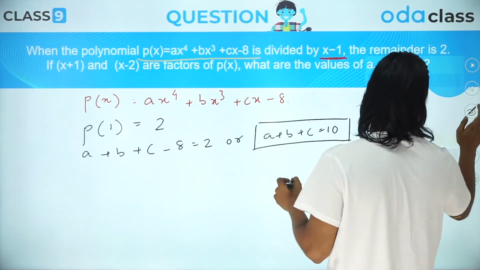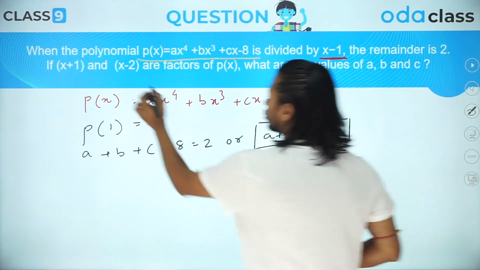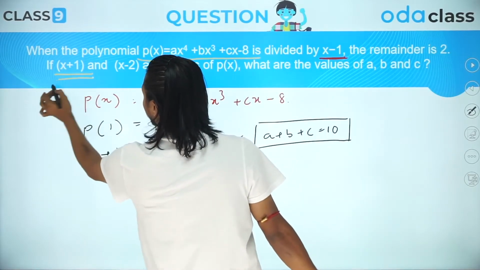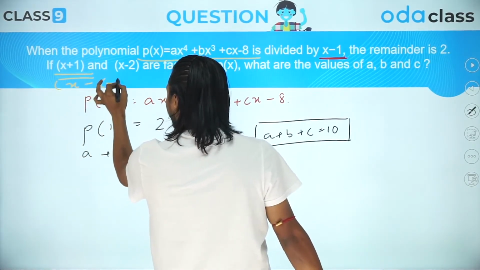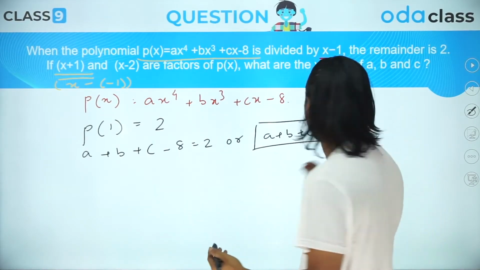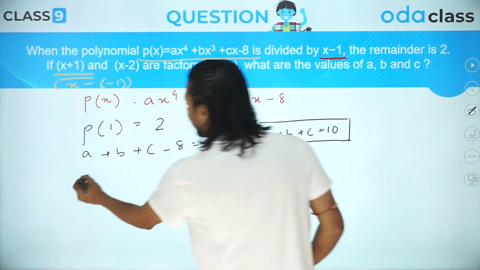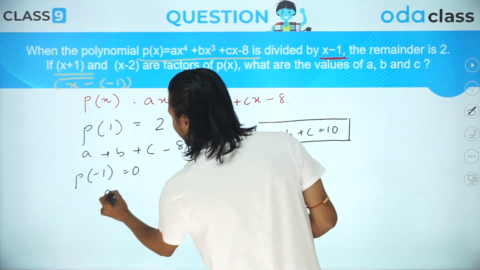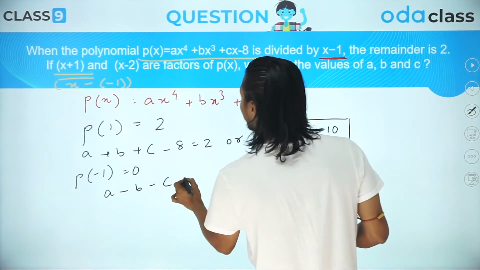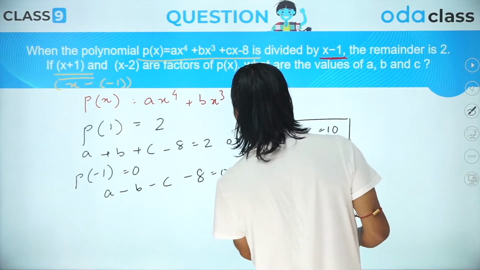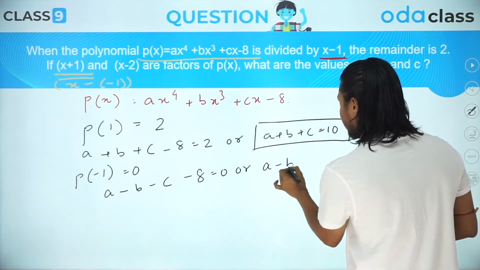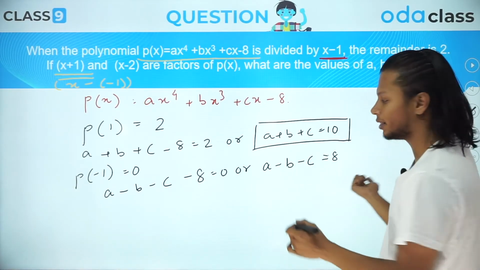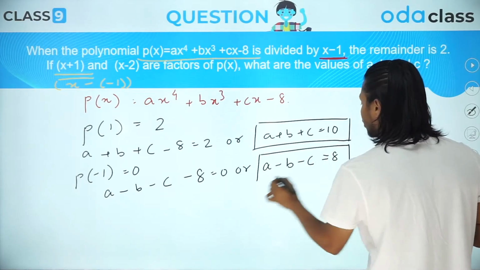So from here, what can I write? I know a lot of us get confused over here as well. So read this particular part, right? This x plus 1, read it as x minus minus 1 and you won't have any confusion. So what do I know from here then? P of minus 1 is equal to 0, which is to say minus a plus b minus c minus 8 is equal to 0, or a minus b minus c is equal to 8. Let's also put it in a box.